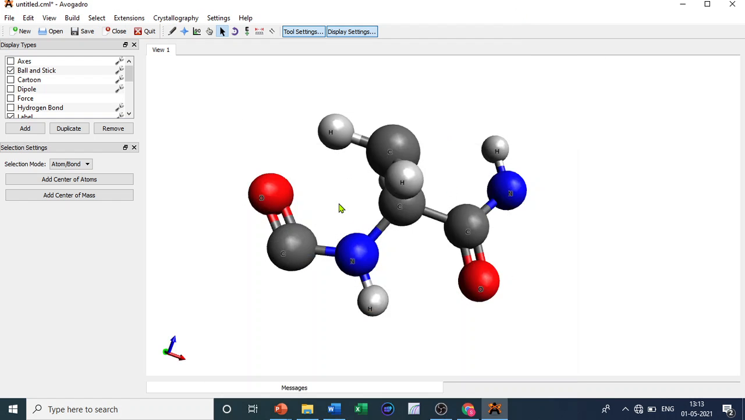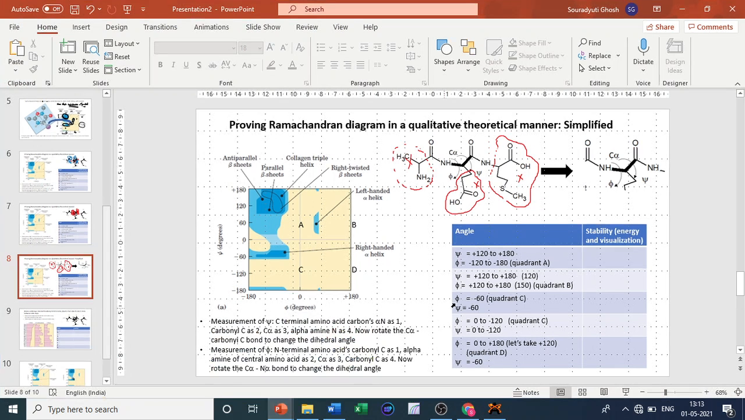Continuing from the last recording. So we want to measure the phi now one more time. So let's do it. The alpha carbon 2, 3 and 4. You can see this right now is minus 169 degrees. So that falls within this range, that is within minus 120 to 180 degrees for phi. Okay, so we should be in this.